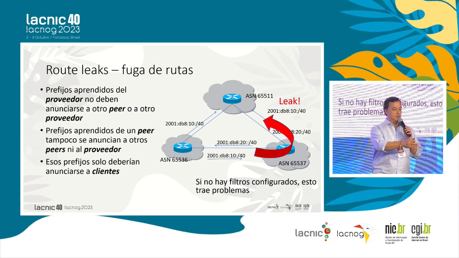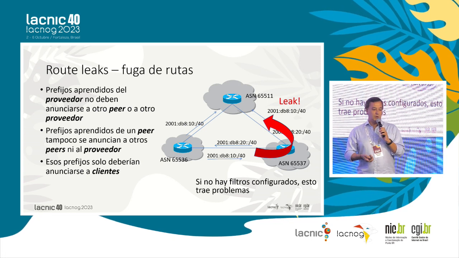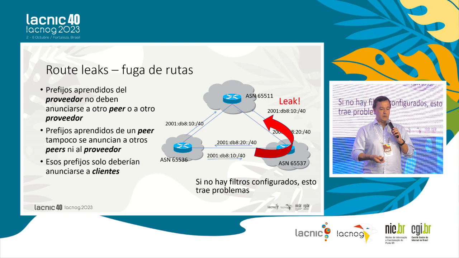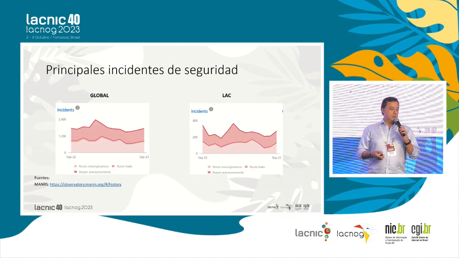So part of the traffic that goes to 65536 instead of going directly could go through 65537. If I repeat, if this were a more specific prefix, then it would be going the wrong way.